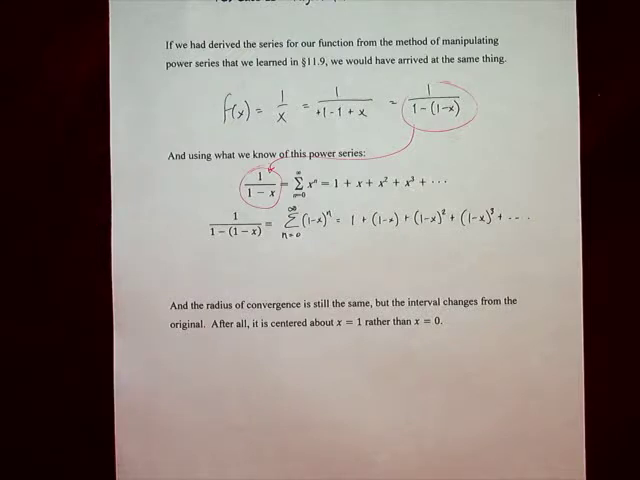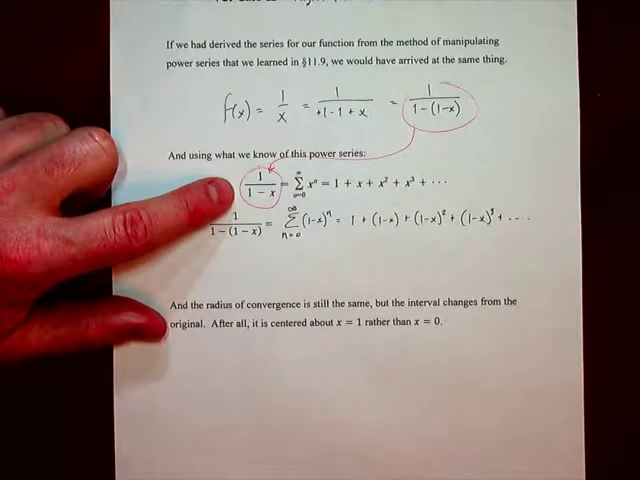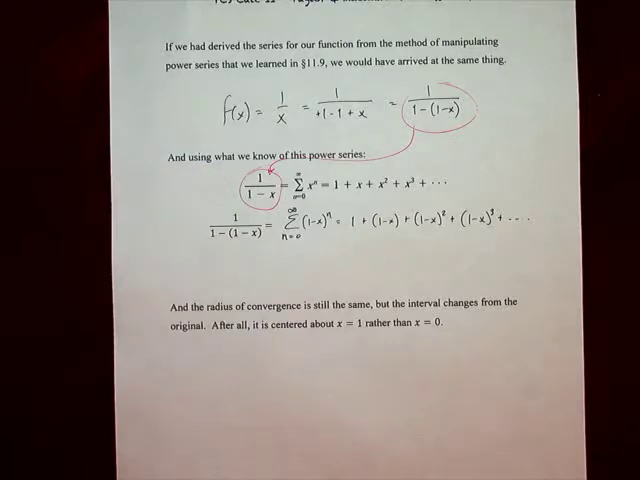So the radius of convergence is still the same. The interval changes because it's shifted over, and the endpoints, you still abide by the same rules, since this is actually derived from the formula for an infinite geometric series, okay?